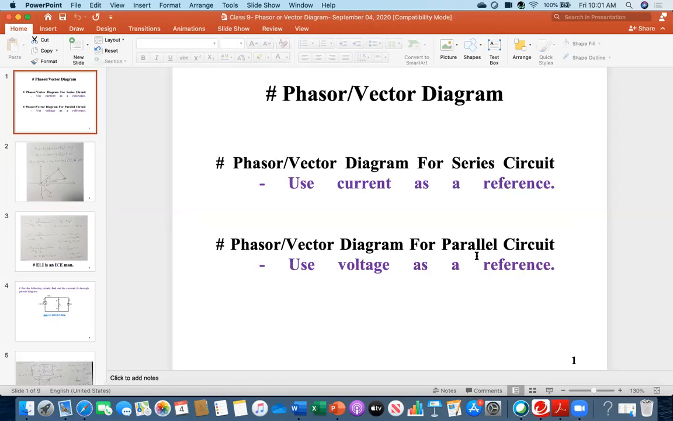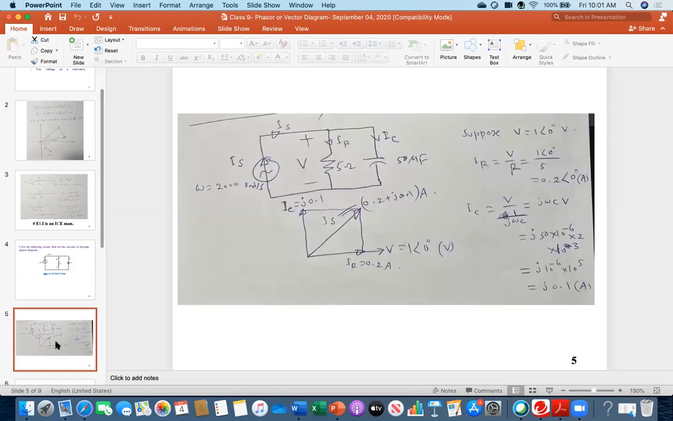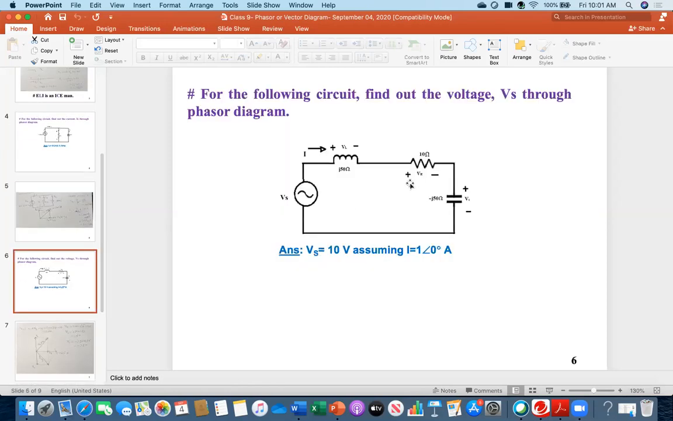If it is a parallel circuit, use voltage as a reference. If it is a series circuit, use current as a reference. That's all. So now everybody go to the second problem, then you will get fun.